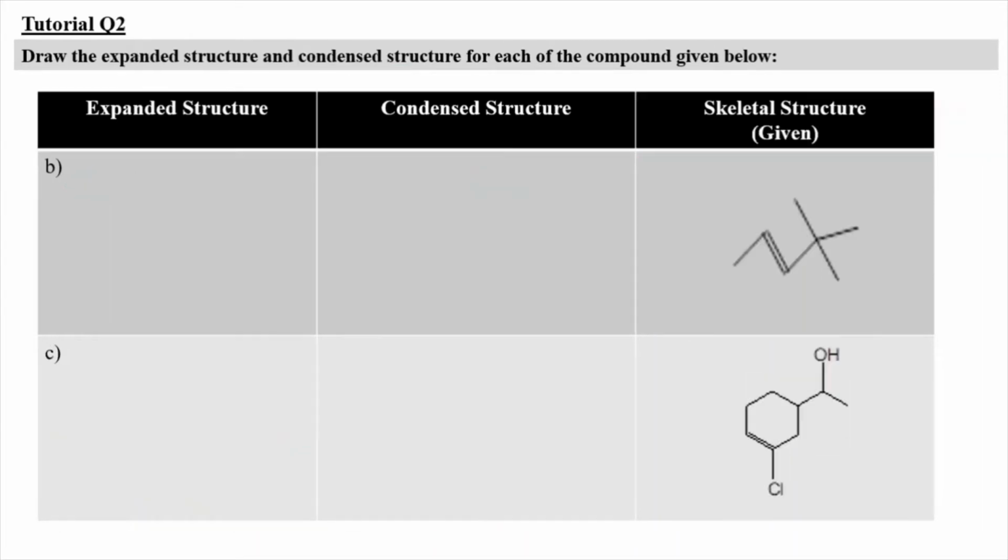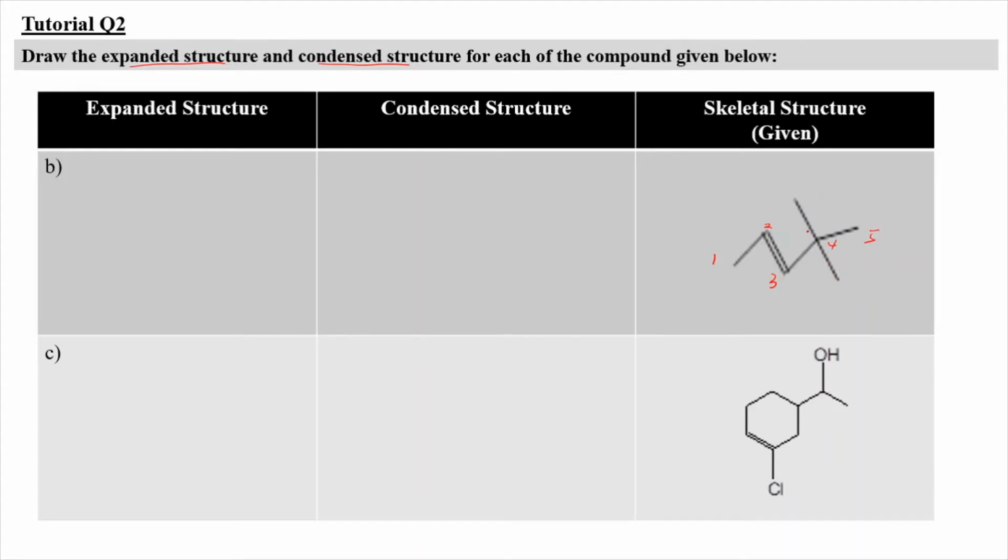Now for tutorial question 2, we have to draw the expanded structure and the condensed structure for each of the compounds given below. Given here is the skeletal structure for B and C. Now we have to draw the expanded and condensed structure. In the skeletal structure given here, we have 5 carbon atoms, and number 4 here has 2 attachments of methyl, CH3 here and CH3 here.